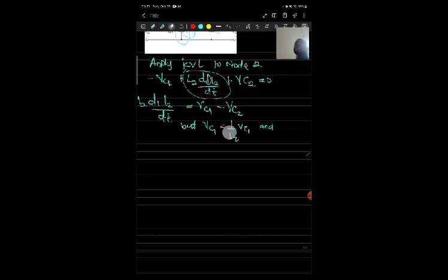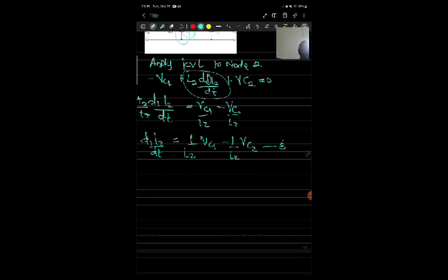Yeah, in this case, the only thing we have to do here is divide by L2. So we have dIL2 over dt equal to 1 over L2 VC1 minus 1 over L2 VC2. So we can call this equation 3. And then let's move to the next step.